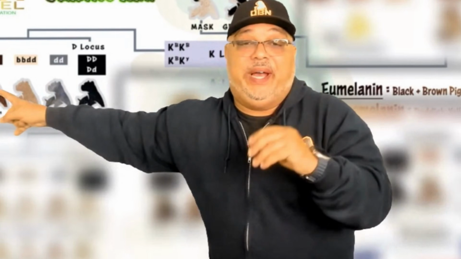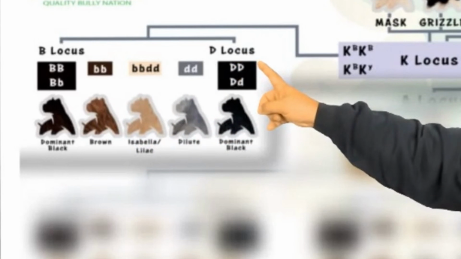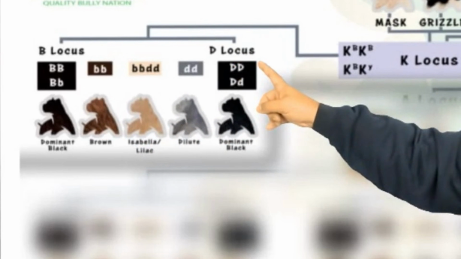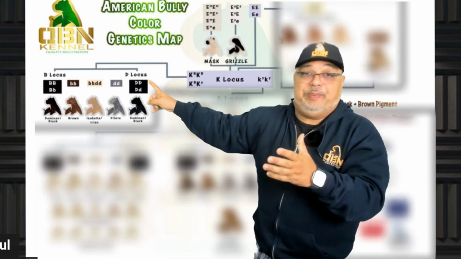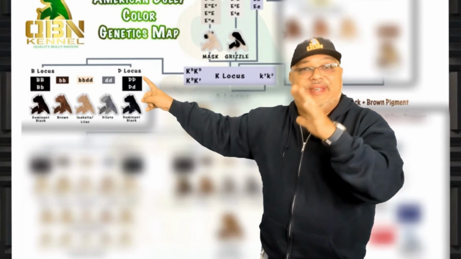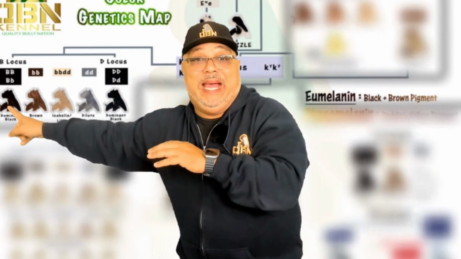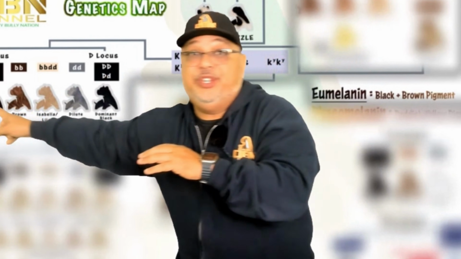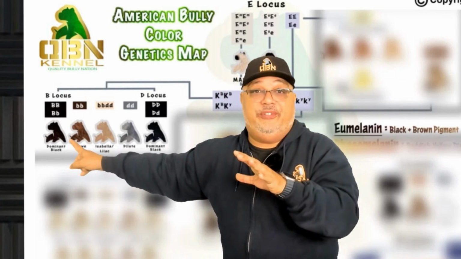The next modifier is going to be the D locus. Now the D locus, D stands for dilution. Whether you want to think of it as adding white or adding transparency, it doesn't matter. It dilutes the main color. We know that main colors are either black or brown. These are the two main colors that dogs come in. Everything else is modified from there.